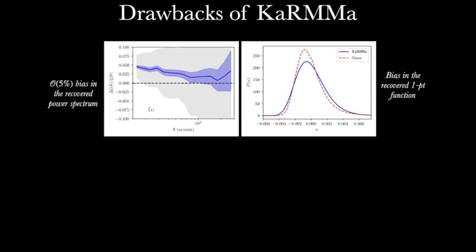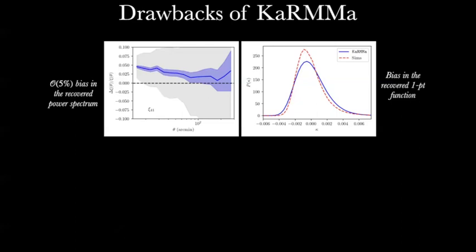However, despite its success in reproducing the correct 2-point function, there are some issues with Karma maps that we show here. Specifically, if you look closely at the 2-point function, there is a slight bias in the recovered power spectrum. The magnitude is of the order of, say, 5% in the power spectrum. That's because, in spite of the success of the log normal model, in detail the log normal model fails, as shown in the figure on the right.